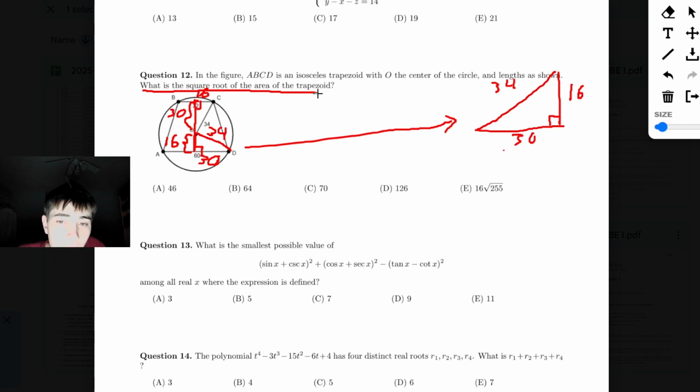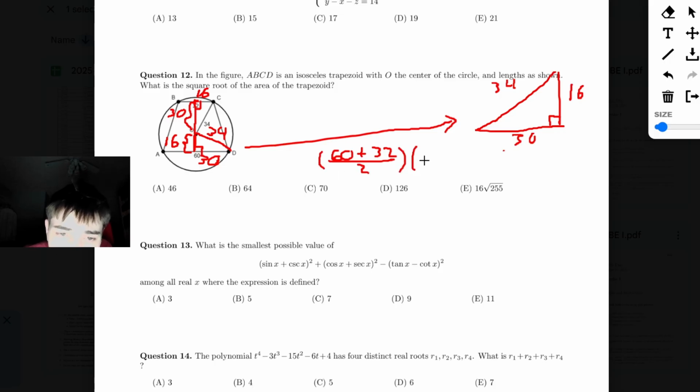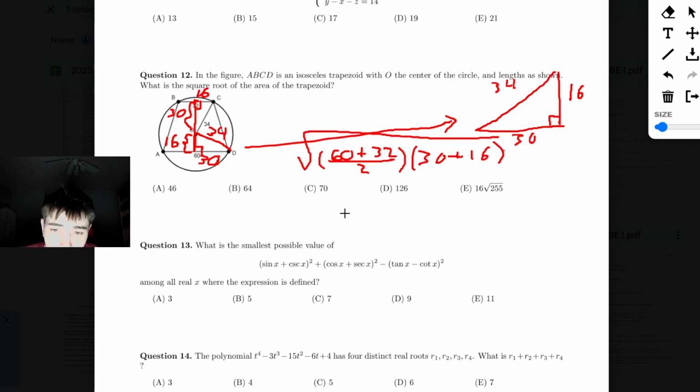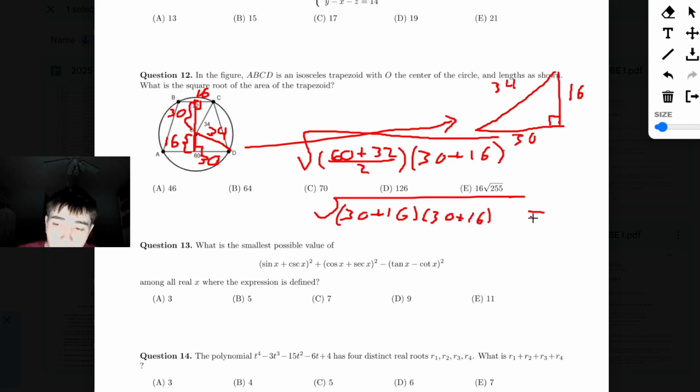The square root of the area of the trapezoid. So we need the square root of the area, which is the average of 60 and 32, these two sides, times the height, which is 30 plus 16. But we're taking the square root of this, right? So 60 plus 32 divided by 2 is the same as 30 plus 16. So we actually just have 30 plus 16 squared, right? And 30 plus 16 is obviously 46. So that's going to be the square root. So the answer is A.